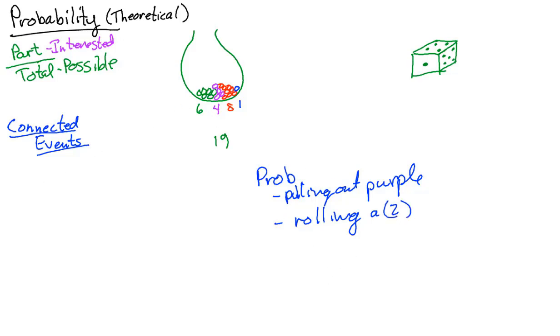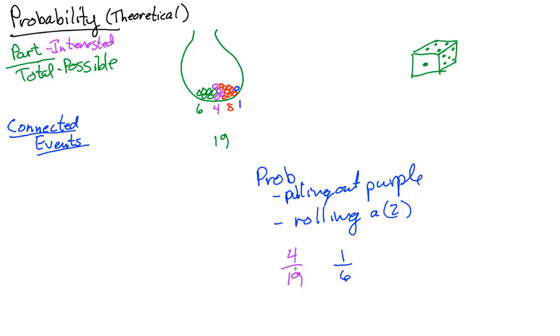So pulling out a purple, that one's not so bad. We know how to do that. Pulling out a purple is a 4 out of 19, so you have a 4 out of 19 chance of doing that one. And then rolling a 2, we know that probability. There's 1 out of 6 options. So 2 is just one side, so it's a 1 out of 6.